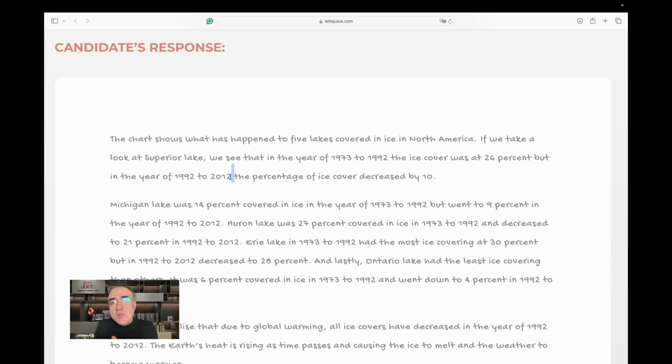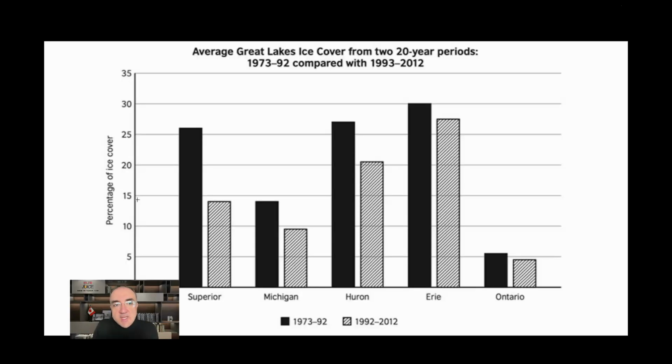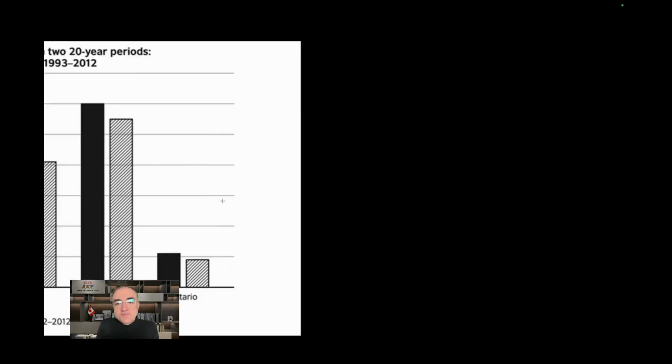Now the score for our task achievement is going even further down. The percentage of ice covered decreased by 10, no, by 12, approximately by 12, because we don't have the exact data here. It feels like this is 14. It may be 13.7. Who knows? We don't have an accompanying table that comes with this chart. We just have to make do with whatever we have.